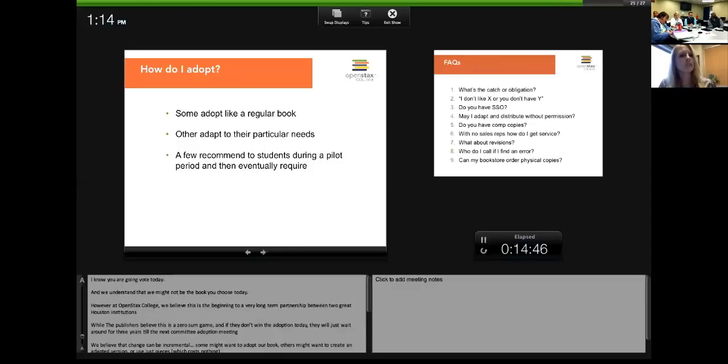A lot of people adapt it to their particular needs. Like I said, they may take a chapter here and there, or they may rearrange the book. And then a few will recommend it to students during a pilot period and then eventually require it. So we have several faculty who have said, I wasn't able to convert over to your textbook for this semester, but I am very interested in doing so, so I made it a recommended option. And let me tell you, when students get in their classes and they say, well, you could purchase this biology textbook or you could use this one for free, a lot of students are opting for the free option.